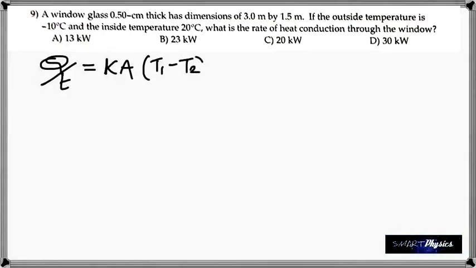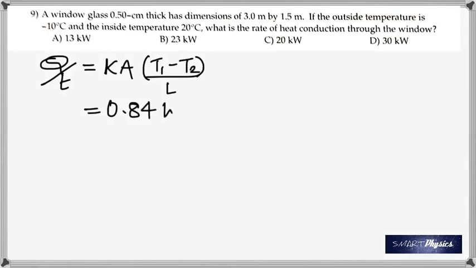Brings us to the 9th one, which is about conduction. The window glass 0.5 centimeter thick. Dimensions given. Outside temperature minus 10 and inside is 20. So it's winter. It's very cold outside, so heat is escaping from the room to the outside. And conduction, the formula is Q by T. It's K A (T1 minus T2).